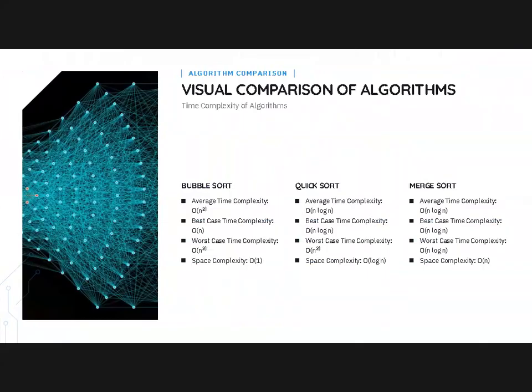It has a worst case time complexity of order of n log n. For space complexity, bubble sort takes order of 1, QuickSort takes about order of log n, and merge sort takes about order of n. When compared on memory utilization, merge sort is a little bit higher than the other two, but when compared on performance, merge sort was the fastest among all the other algorithms.